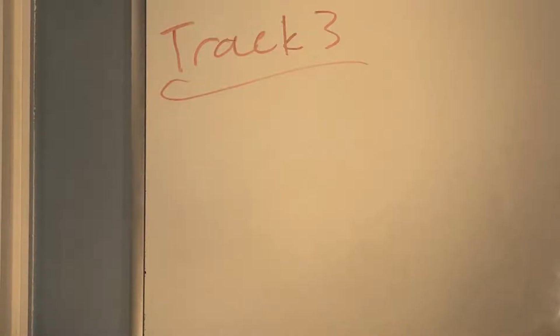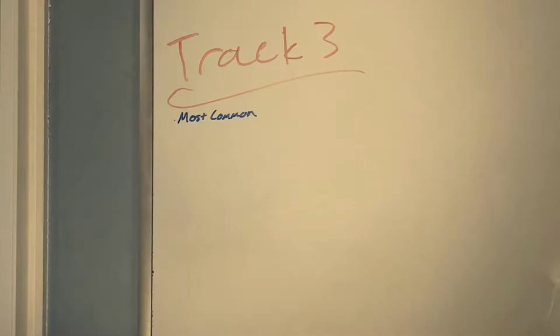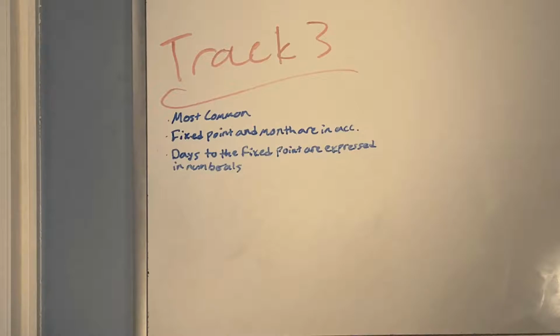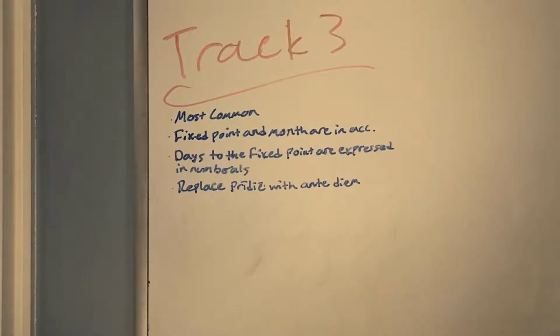Finally, we get into the third track. This is by far the most common track that you will see when you are constructing dates. The fixed point and the month will stay in the accusative. A quick note on the days, we don't say 7 days before the nones or 10 days before the calends. We actually use Roman numerals, so make sure that you have your Roman numerals down. The last thing is the difference from track 2 to track 3 is, well, 1, we add the numerals, and 2, we replace pridie with ante diem.